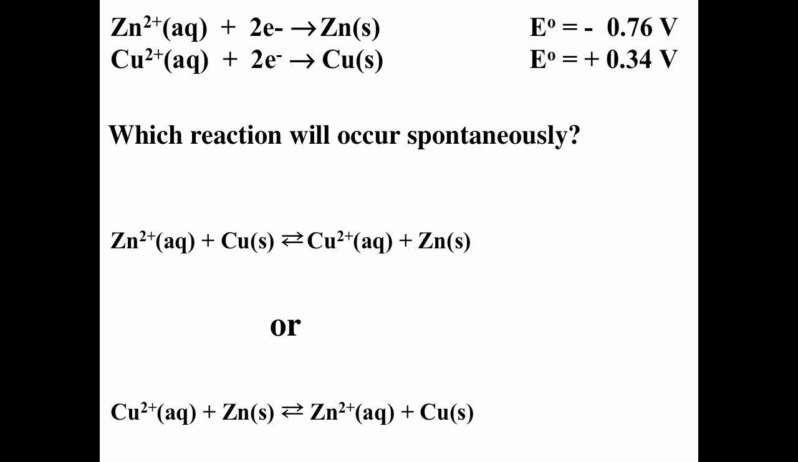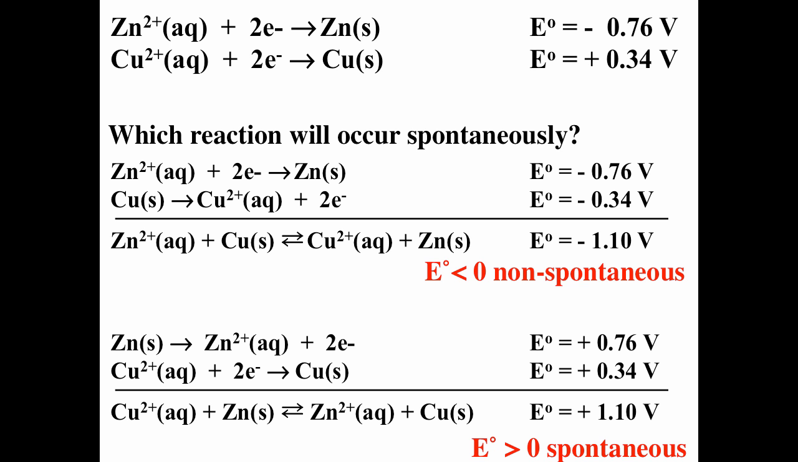And so which reaction will occur spontaneously? We have zinc ions plus copper metal going to copper ions plus zinc metal, or copper ions plus zinc going to zinc ions plus copper metal. Now, if we look at that top reaction, we have zinc ions as reactant, and so we take the reduction potential of zinc, which is minus 0.76, and notice that we have to flip the reduction of the copper ions so we get the oxidation of the copper metal, and when we flip that half reaction, we get minus 0.34, and so the electric potential for that top reaction is minus 1.1.